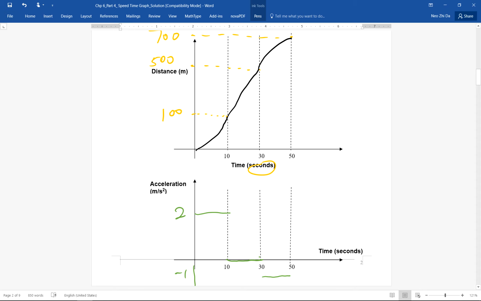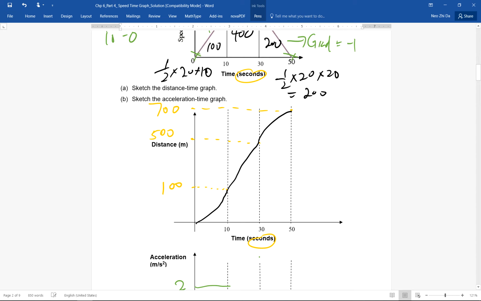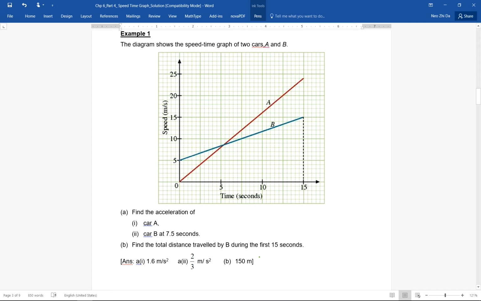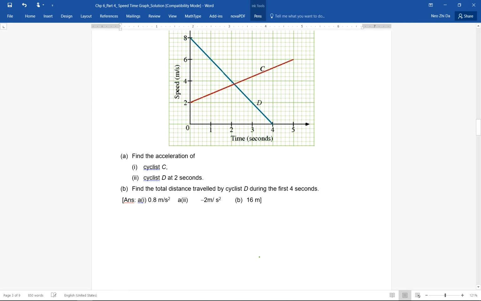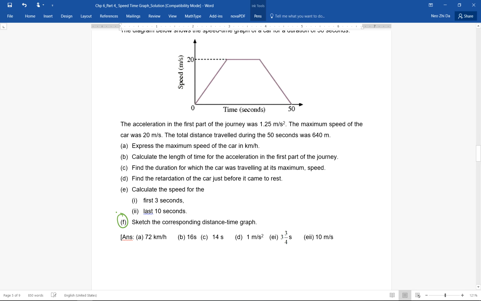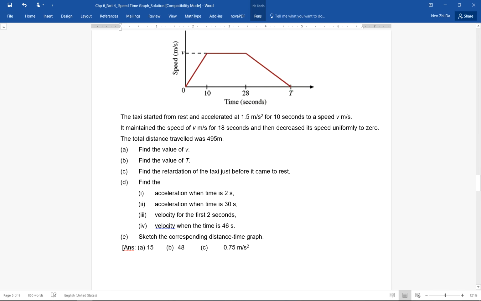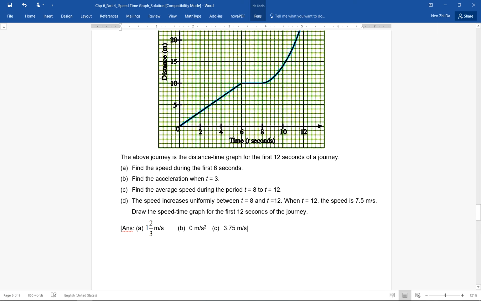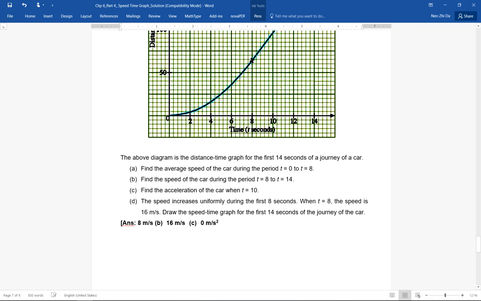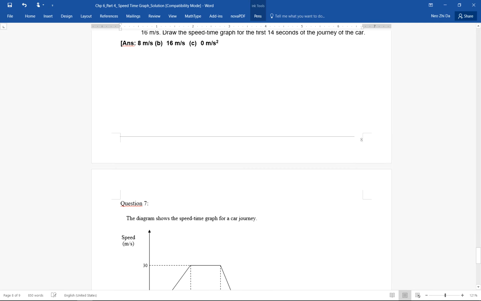That's it for the distance time graph, acceleration and also the speed time graph. Down the road you will see some questions where they tell you to construct the corresponding distance time graph. I will show you the answers. Try to sketch, it's quite simple. Draw the speed time graph, things like that. I'll show you all the answers.